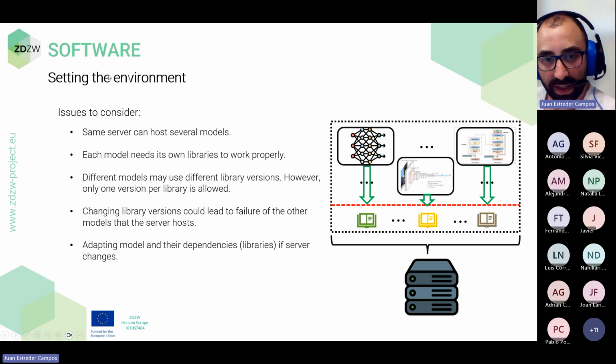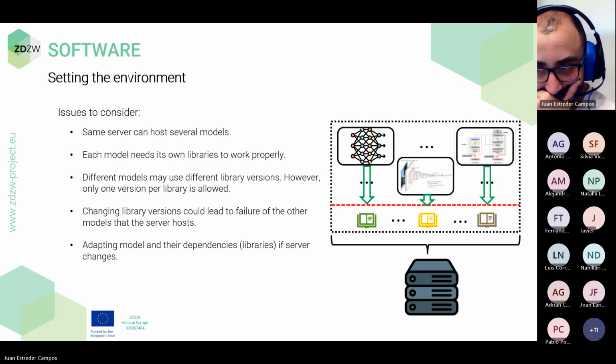Okay, so now we're going to show you how to set up the environment to program the deep learning model. Before explaining the environment, we need to see the different issues that we can face when starting a new environment. In the same server, we can have a lot of models. Each model needs its own libraries to work properly. All the different models have different libraries, so changing the libraries will lead to a failure in one of the models. So we need to adapt the models and dependencies in order to apply all these changes.